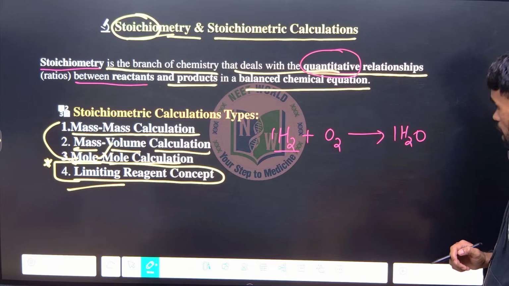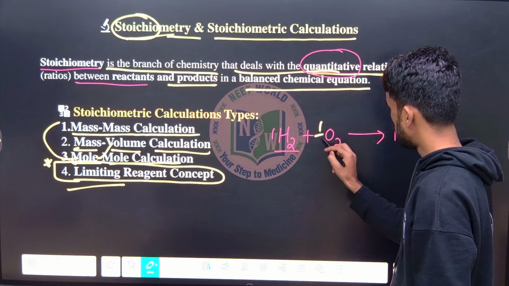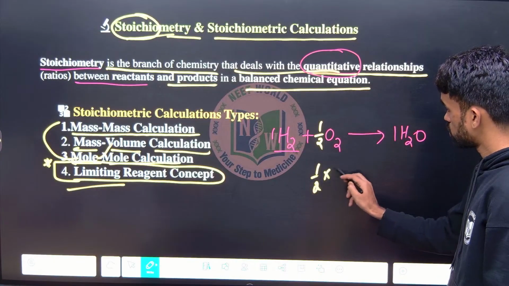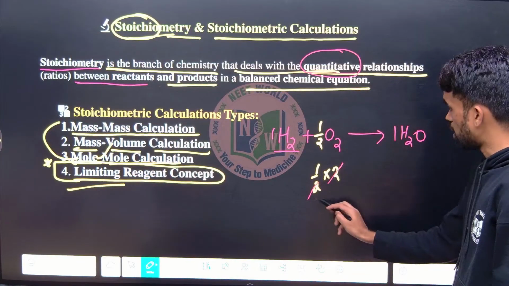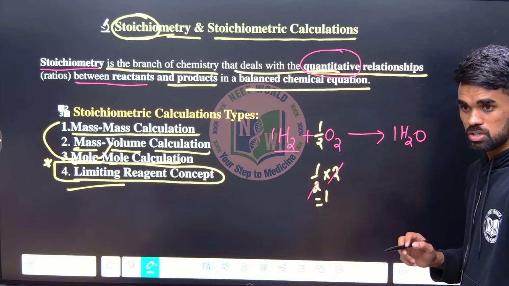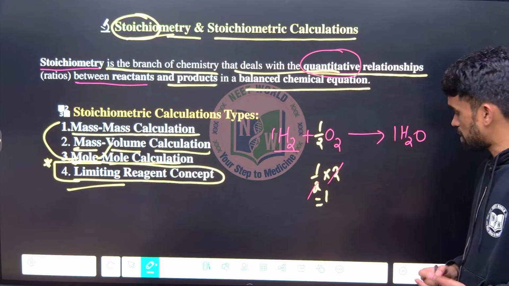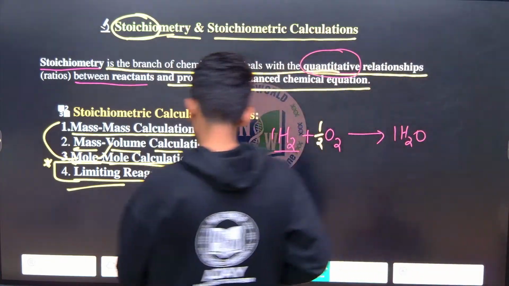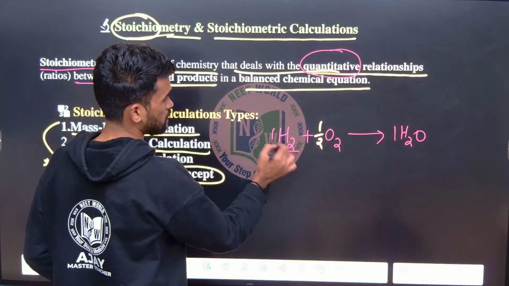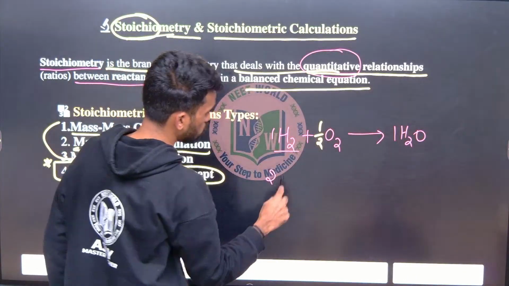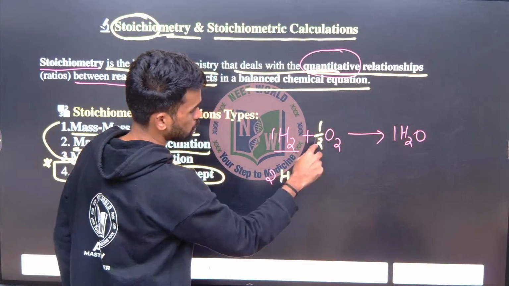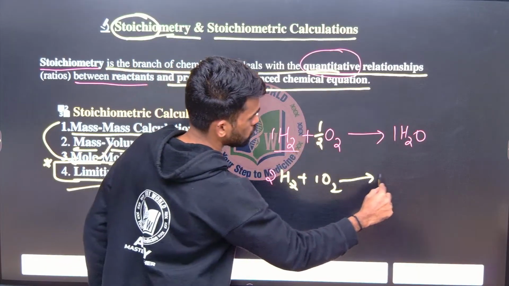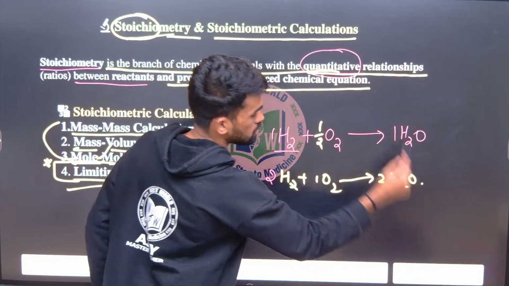Either I can multiply here by 1 by 2, so that 1 by 2 into 2 gives 1 oxygen atom here and 1 oxygen atom here. So everything is balanced, all atoms are balanced. We can write it like this, or you can also make it simpler. Just multiply this equation by 2, so that you get 2 H2 plus 2 into 1 by 2, that is 1 O2, gives 2 H2O. You can write it like this also.